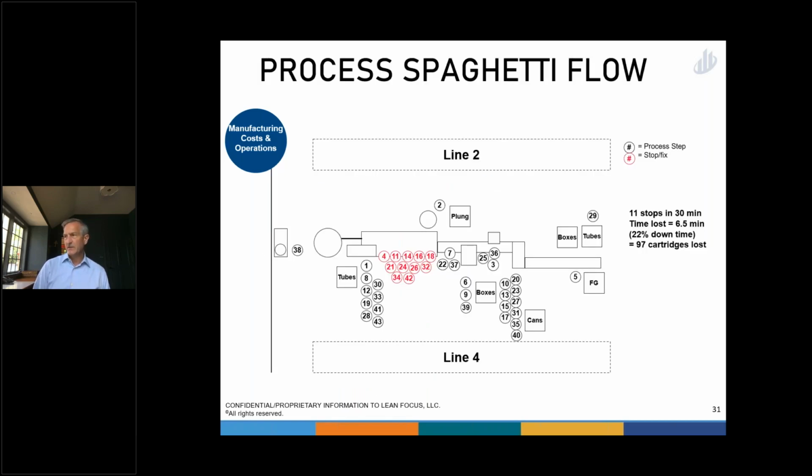This is a spaghetti flow process of looking at the number of steps in a process on a particular line. So sometimes it can draw out the complexity of what's really going on and why it seems we're struggling in an area. You can see the animation here of all the different opportunities for lost time in this process.